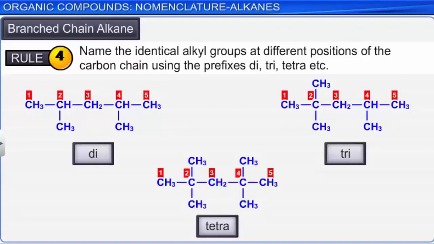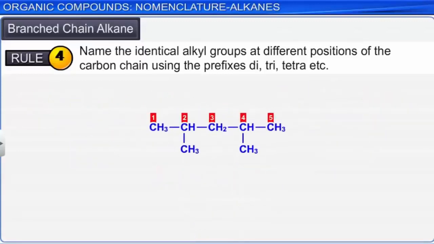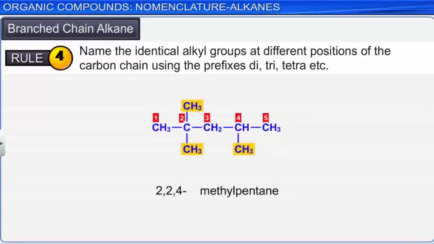For example, while naming the following compound that has 2 methyl substituents at 2 and 4 positions, the prefix di is used. Hence, the name of the compound is 2,4-dimethyl-pentane. Similarly, prefix tri is used while naming the following compound. Hence, the name of this compound is 2,2,4-trimethyl-pentane. The position numbers of the substituents are separated by comma.